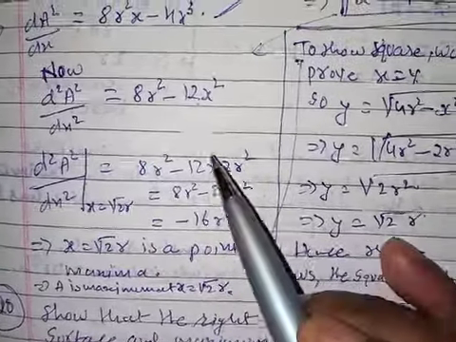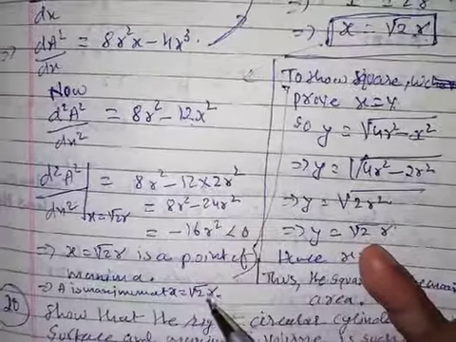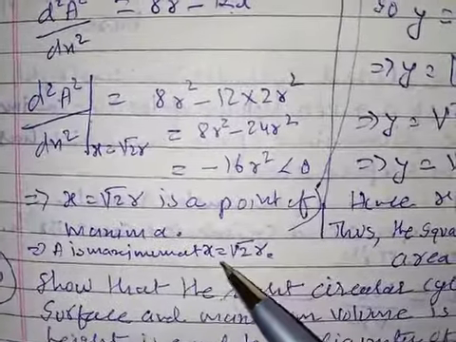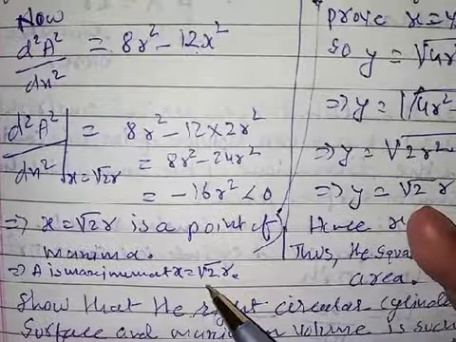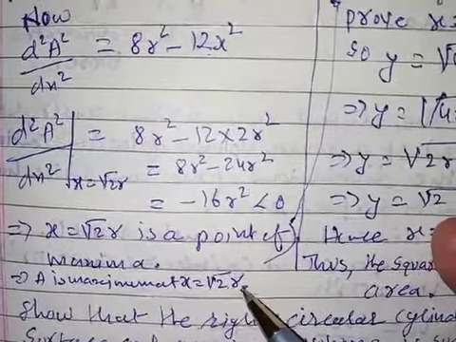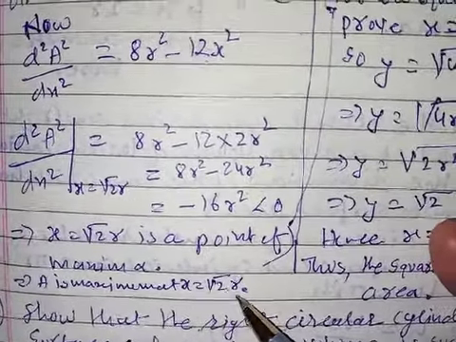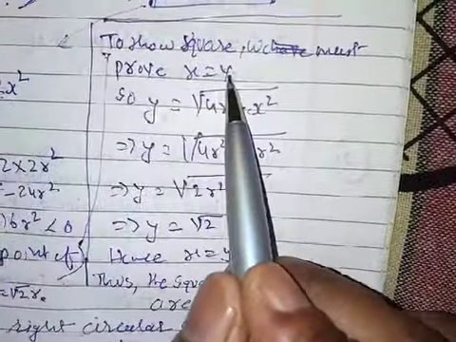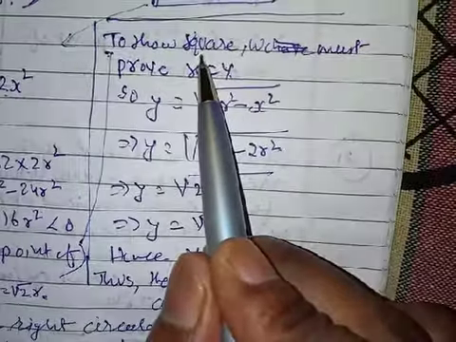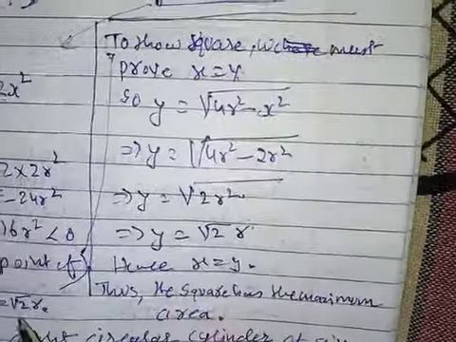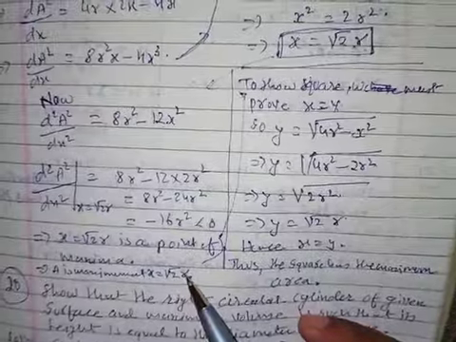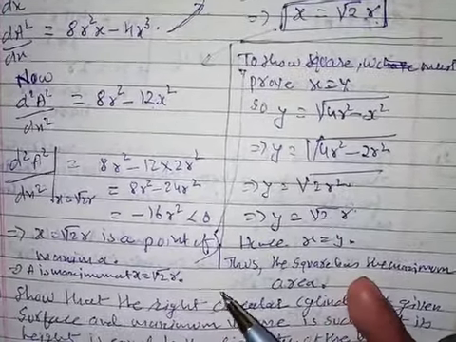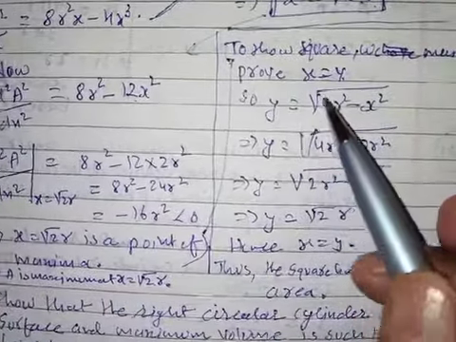Okay. Now what do you have to prove? That this becomes a square. This becomes a square means we have to prove y is also root 2r. Then length and breadth become equal, then it is a square. So to show that, we must prove that x is equal to y. Then only it will be a square. We have not yet proved that. We proved that root 2r is a maximum value. To prove that the square is a maximum, we have to prove x is equal to y.